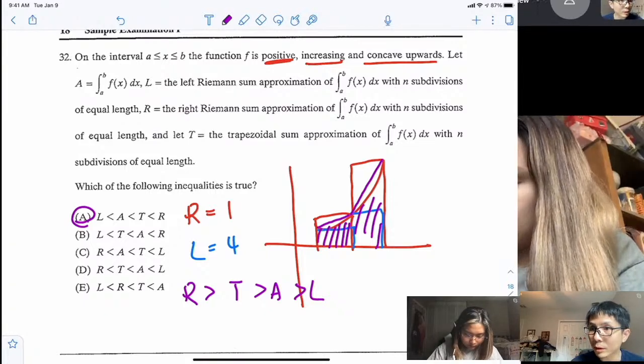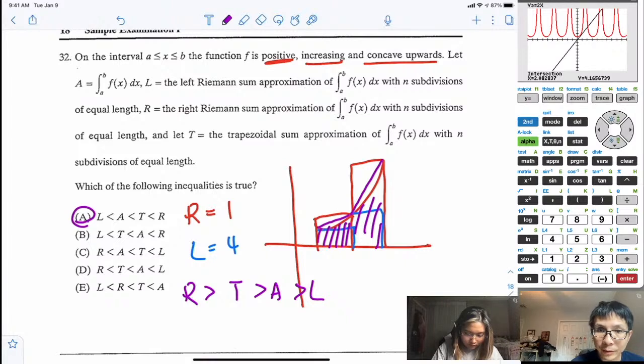Does that make sense? Where did you get the 1 and the 4 from? 1 and 4, I just numbered them. 1 is the biggest one, 4 is the smallest one. Okay. Got it.